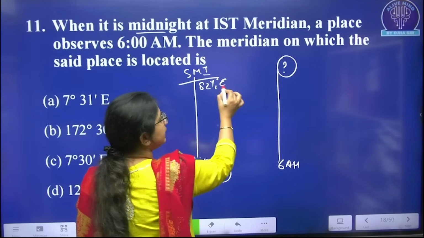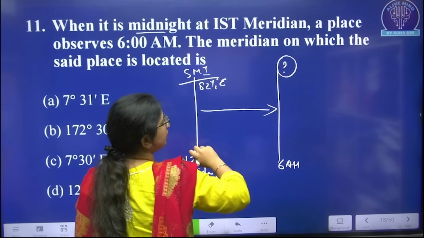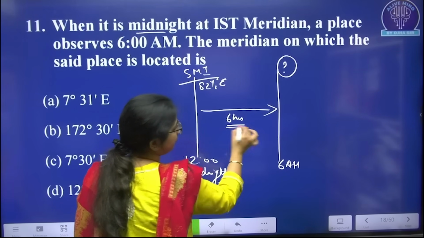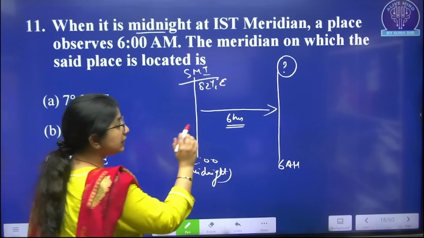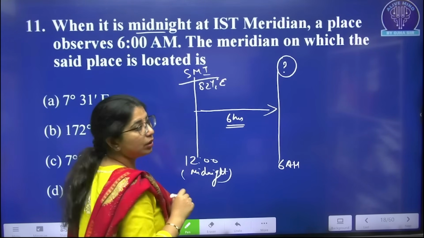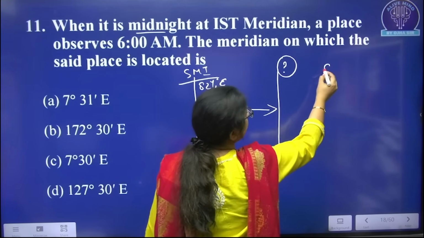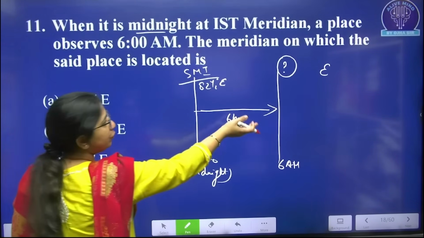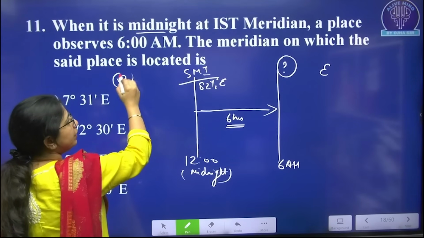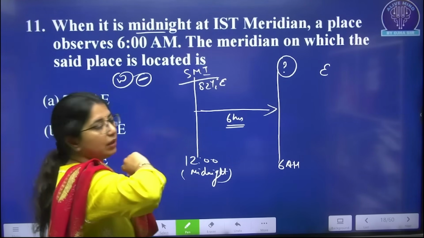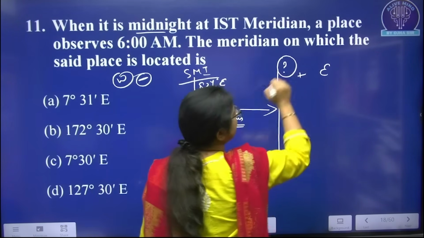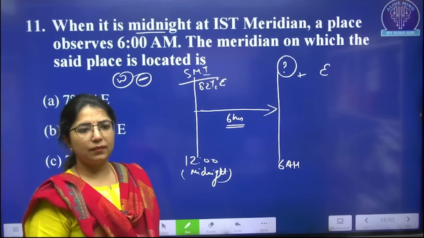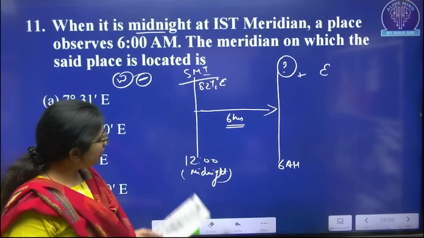If it is east and we are traveling there, there is a gap of how many hours? A 6-hour gap. Okay? We are taking a 6-hour gap to reach this longitude. So one fact is it will be in the east. If it had been in the west, then you would have subtracted the time. It is in the east, so you have to add the time. You're moving forward with respect to the standard meridian of India.